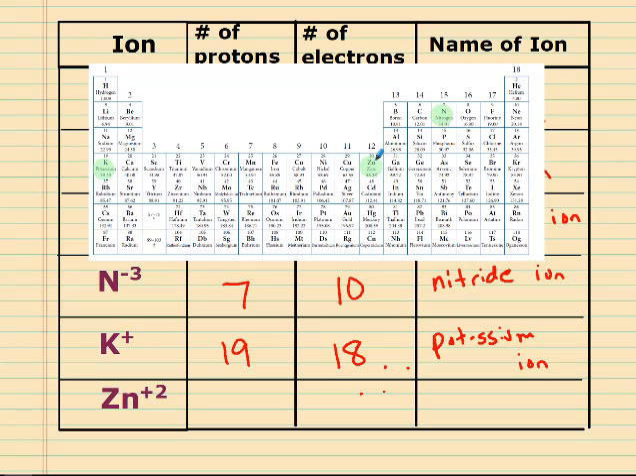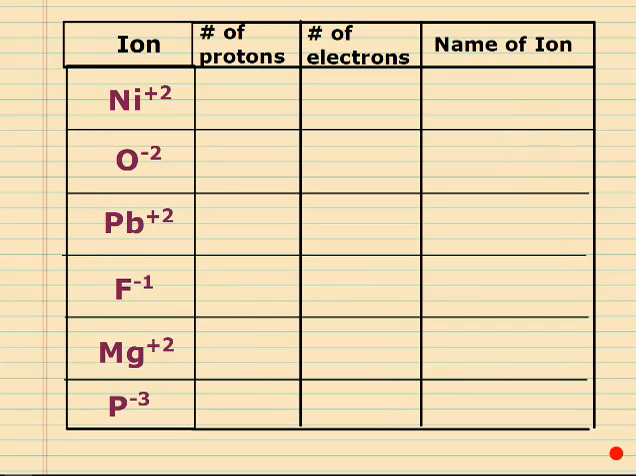And then finally, zinc is here in the middle. It has 30 protons, a positive 2, so it lost 2 electrons. And it's in group 1A, 2A, silver, zinc. So it's one of the ones that we know the charge of, so it's just zinc ion. Go ahead and pause the video and do these next 3 on your own. Restart when you're done with those 3.